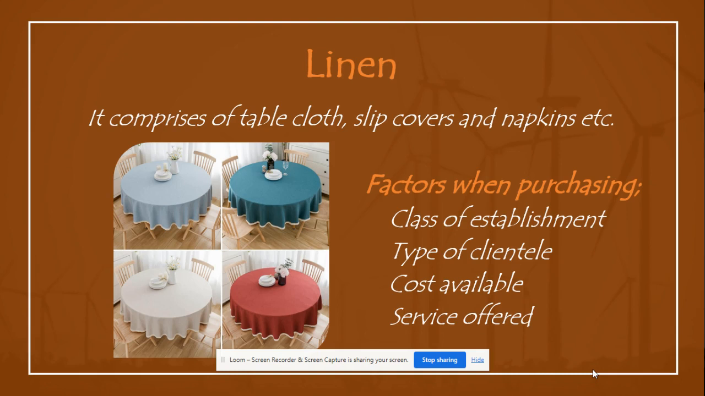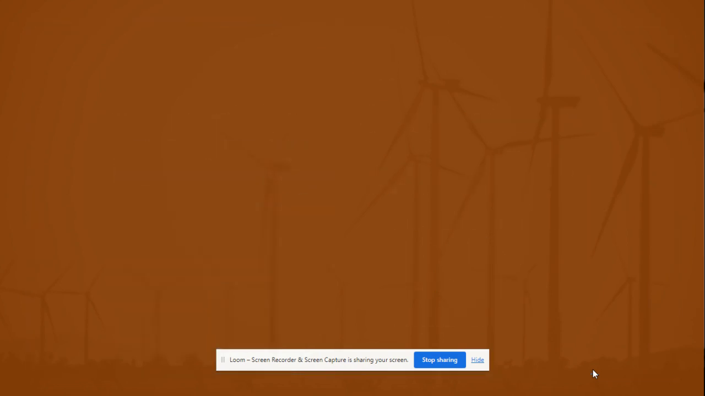Here we have an example of a dining set with the linen. You see, these are round tablecloths. They can be used for a luncheon, maybe a wedding reception. They are not equal to what you use when setting a buffet table.